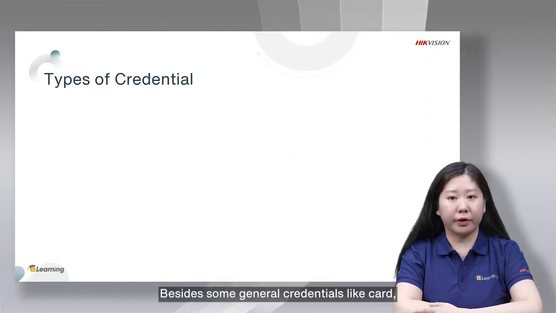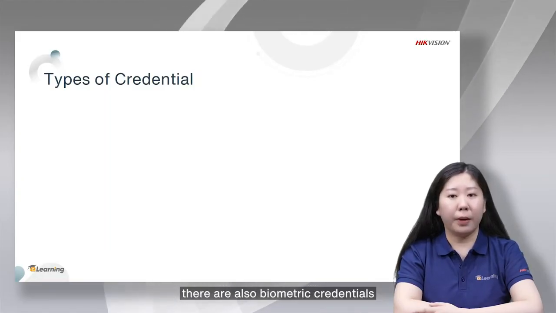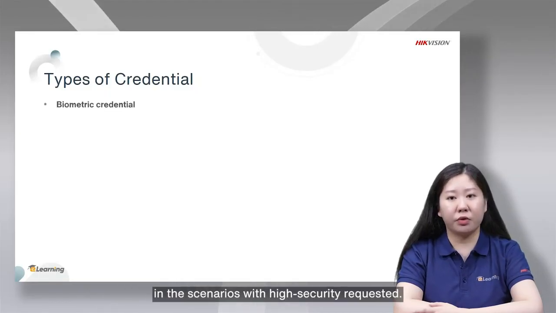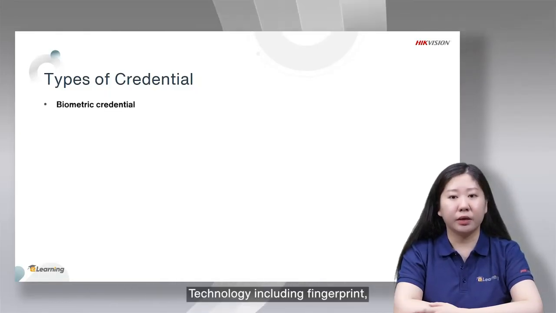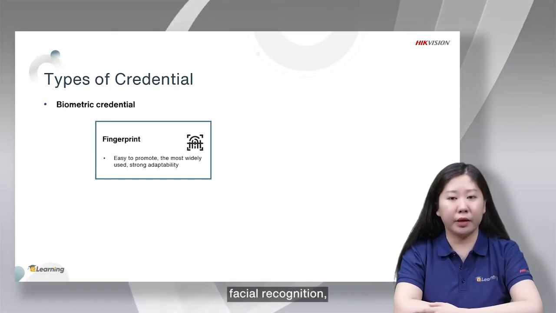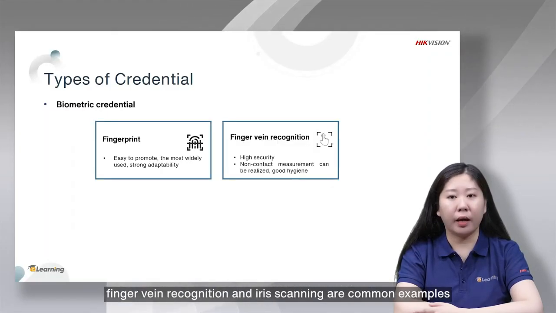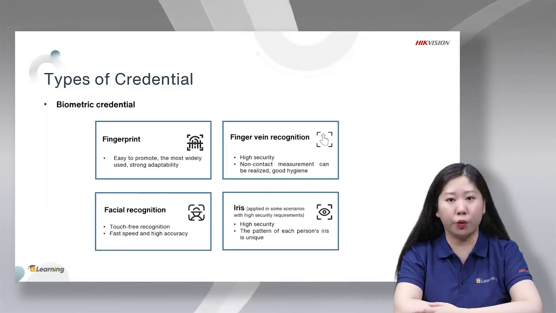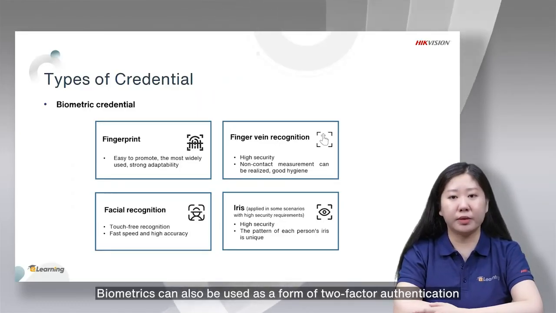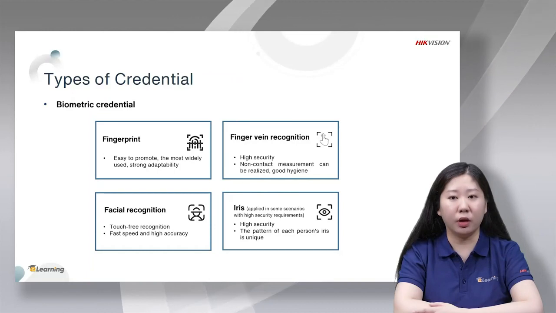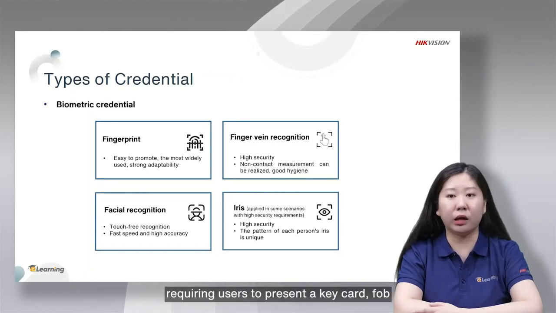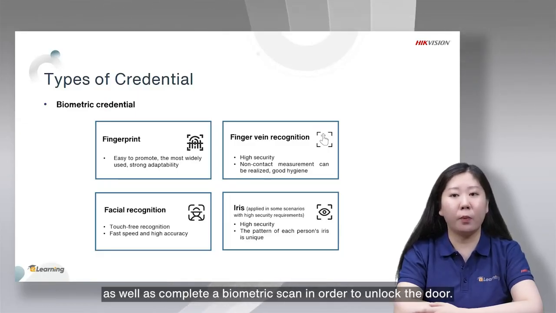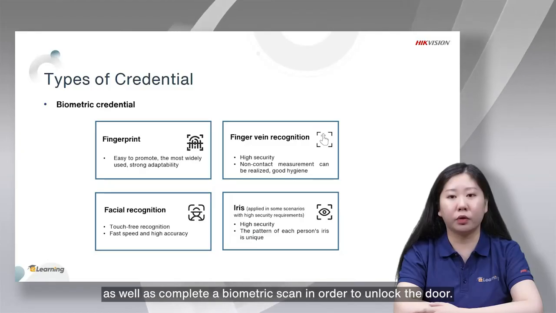Besides some general credentials like cards, there are also biometric credentials commonly used in access control systems. In some scenarios with high security requirements, technologies including fingerprint, facial recognition, finger vein recognition, and iris scanning are all common examples of biometric access control. Biometrics can also be used as a form of two-factor authentication, requiring users to present a key card, fob, or mobile credential, as well as complete a biometric scan in order to unlock the door.